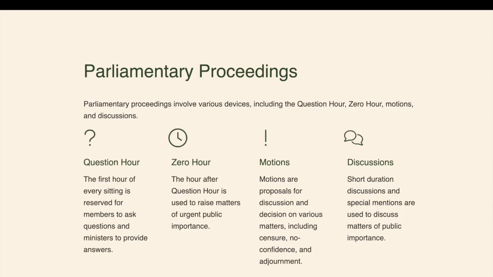Okay. Now we will see certain parliamentary proceedings. The parliamentary proceedings involve various devices, including the question hour, zero hour, motions, and discussions. What is question hour? The first hour of every sitting is reserved for members to ask questions and ministers to provide answers. Okay.